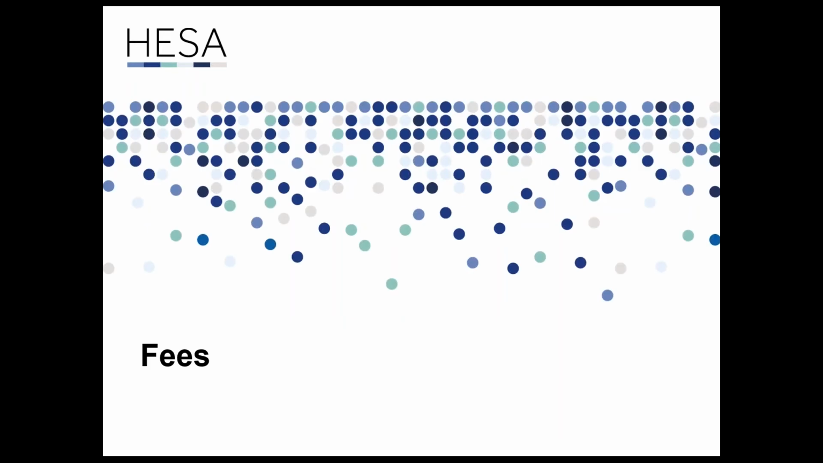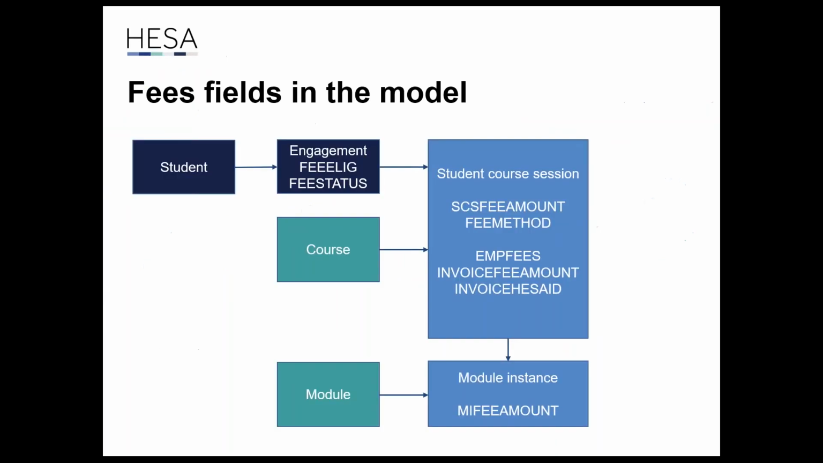Before I get into the fields that we collect, just a quick overview of where they sit within the data model. So we have the engagement entity. Each student will have at least one engagement to record their time at a provider. There are a couple of fields held at this level about the student's fee eligibility and status, but the majority of fields related to fees sit on the student course session. So this is where we're recording a year of the student's activity.